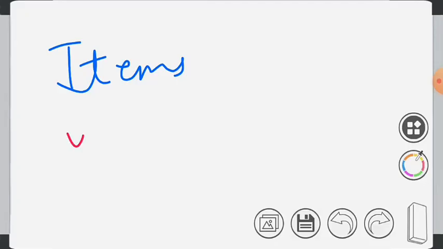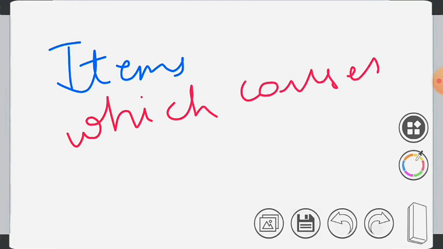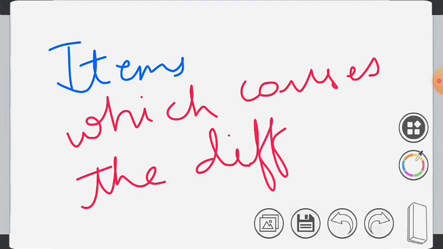So, in the next class, we are going to know about what are the items which cause the difference. Well, this is the introduction of BRS. In the next video, we are going to cover items which cause the difference in the balance of cash book and passbook.